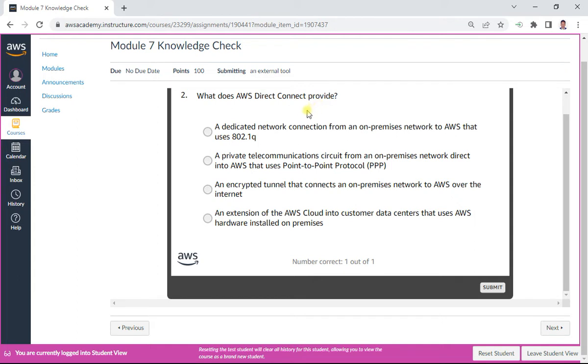What does AWS Direct Connect provide? A dedicated network connection to an on-premises network that uses 802.1Q.